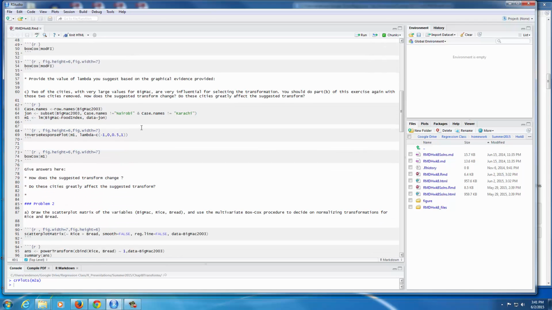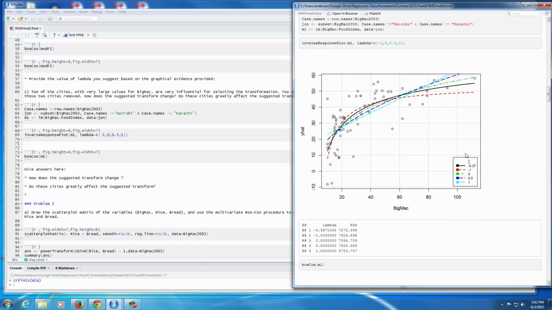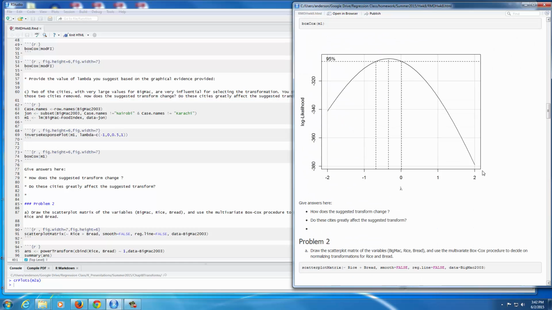In part C, we redo the analysis, getting rid of two cities that have very abnormal values for Big Mac, and that is Nairobi and Karachi. Those two cities are taken out of the data set. We make a little data subset called John, and we're going to use the data subset. So we make a revised model with this reduced data subset, model M1, in line 65, and then in line 69 and in line 74 of the markdown file, we repeat the box-cox and the inverse response plots again, and we come up with new revised estimates.